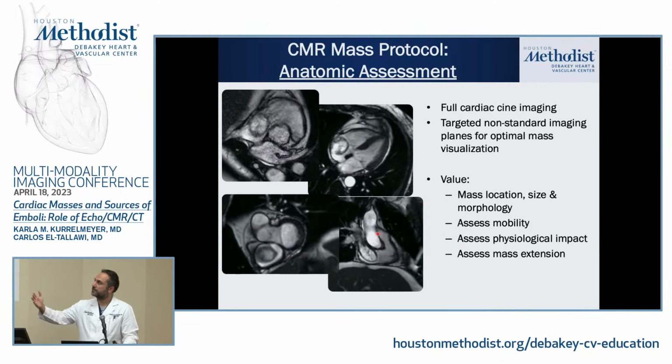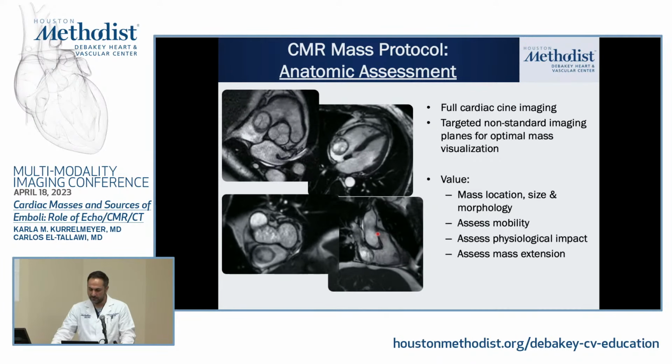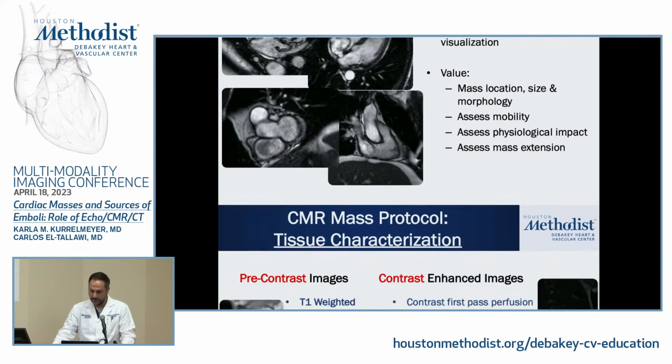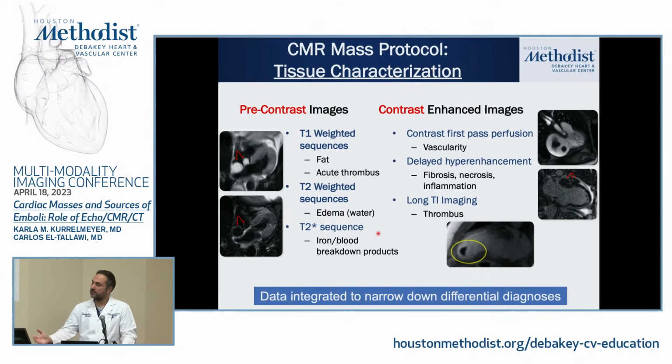We'll talk about the contrast to try to figure out what kind of mass it is. So next is tissue characterization. As we said, this is divided into pre-contrast and post-contrast. Even without contrast, you can get an idea, right? You have T1-weighted sequences that will identify mostly fat, but even acute thrombus, it will highlight if you're suspecting thrombus based on other features. You have the T2-weighted sequences more for water-based structures. And then you have the T2 star.